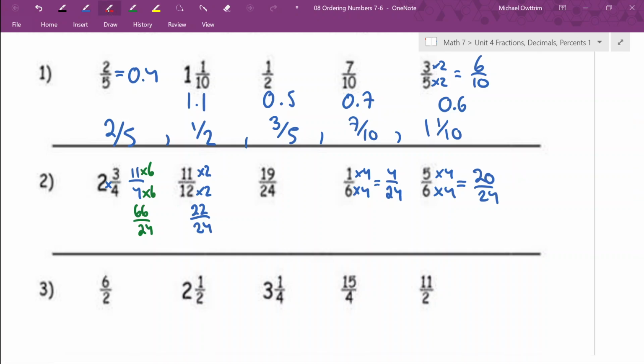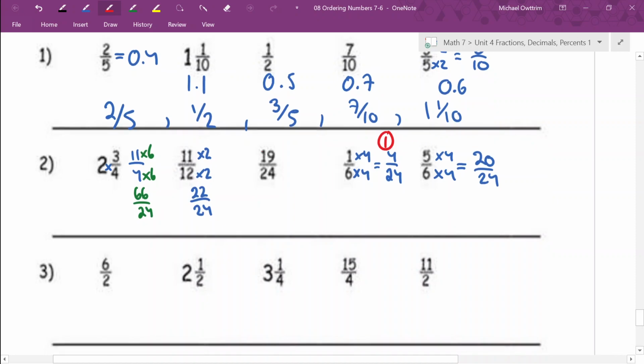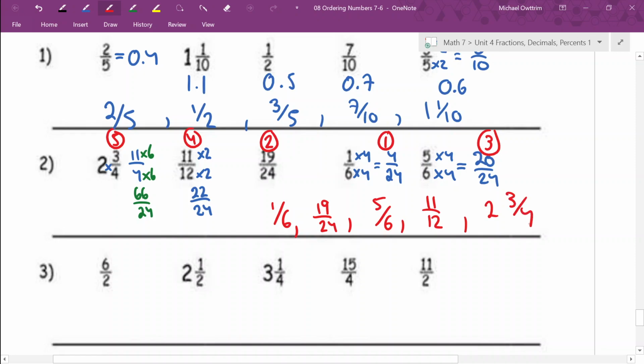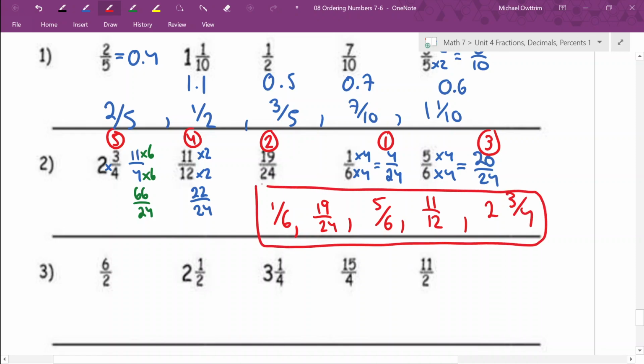Okay, so if I compare all of these, it's going to go 4 out of 24. Next, it will be 19 out of 24. Next, it will be 20 out of 24, 22 out of 24, and 66 out of 24. So if I read them out in order, it would be 1/6, 19/24ths, 5/6, 11/12ths, and 2 3/4. My answer.